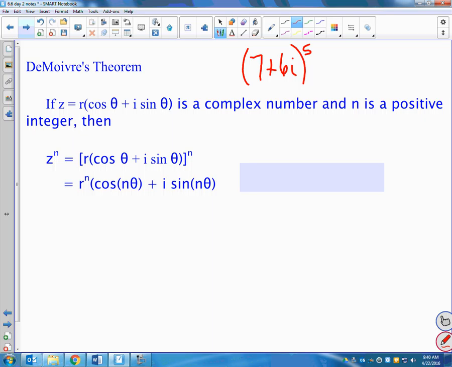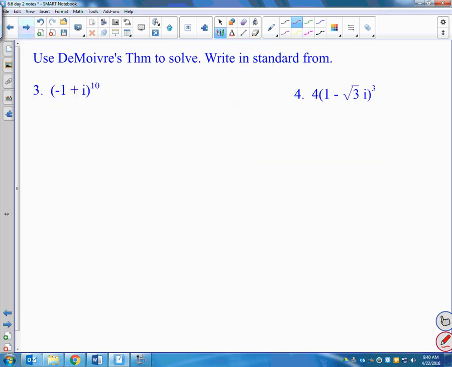So the hard part is putting it in trig form first, which is why that's what you did on the homework yesterday, and then you just use the formula. Okay, so I think I have one. Oh, they're both not in trig form already, so we have to do that. Let's see if I can redeem myself, or just dig that hole deeper. Because I don't have my coffee, I think that's the reason.